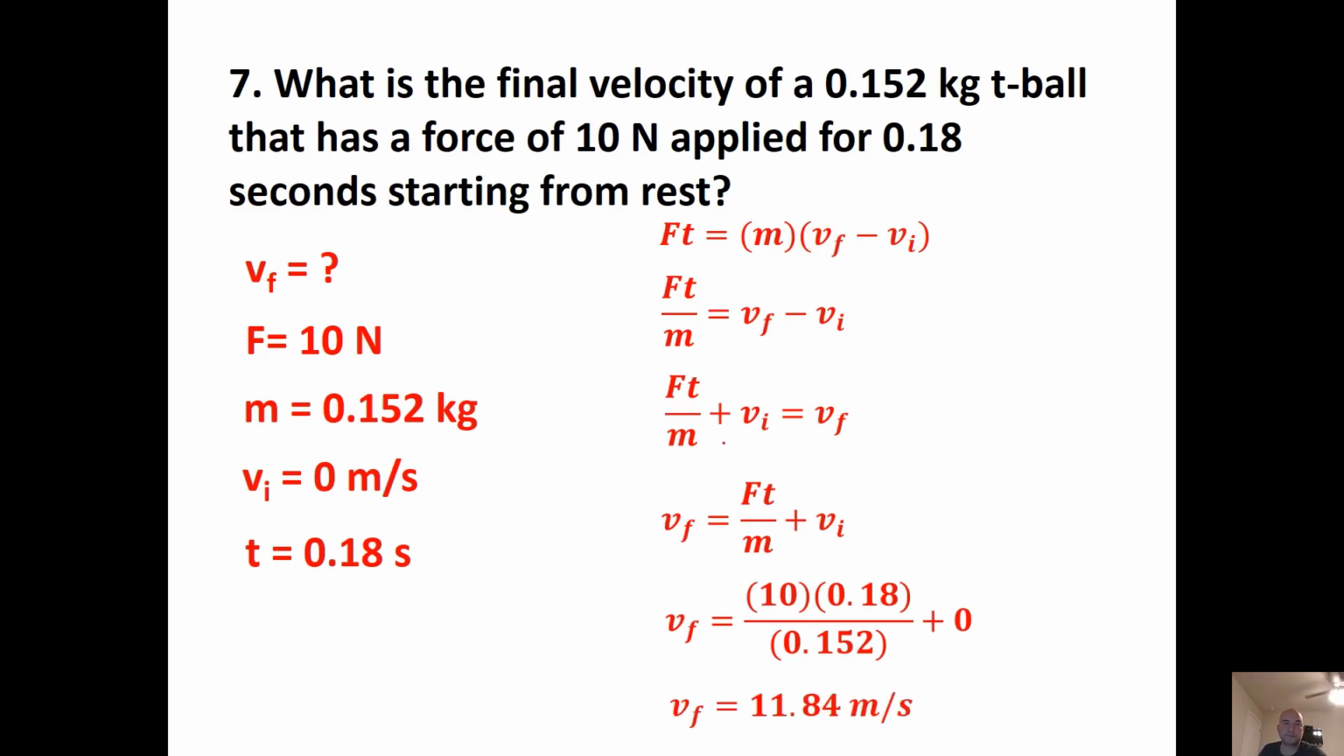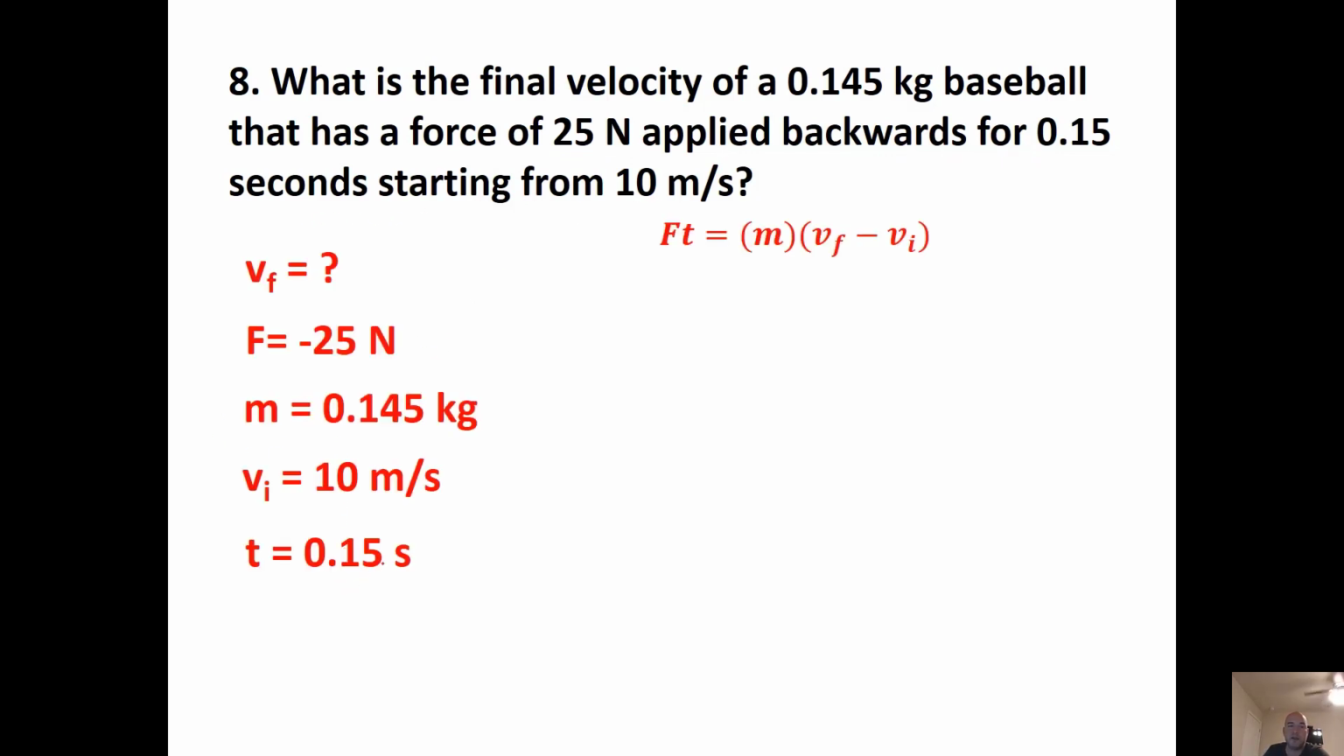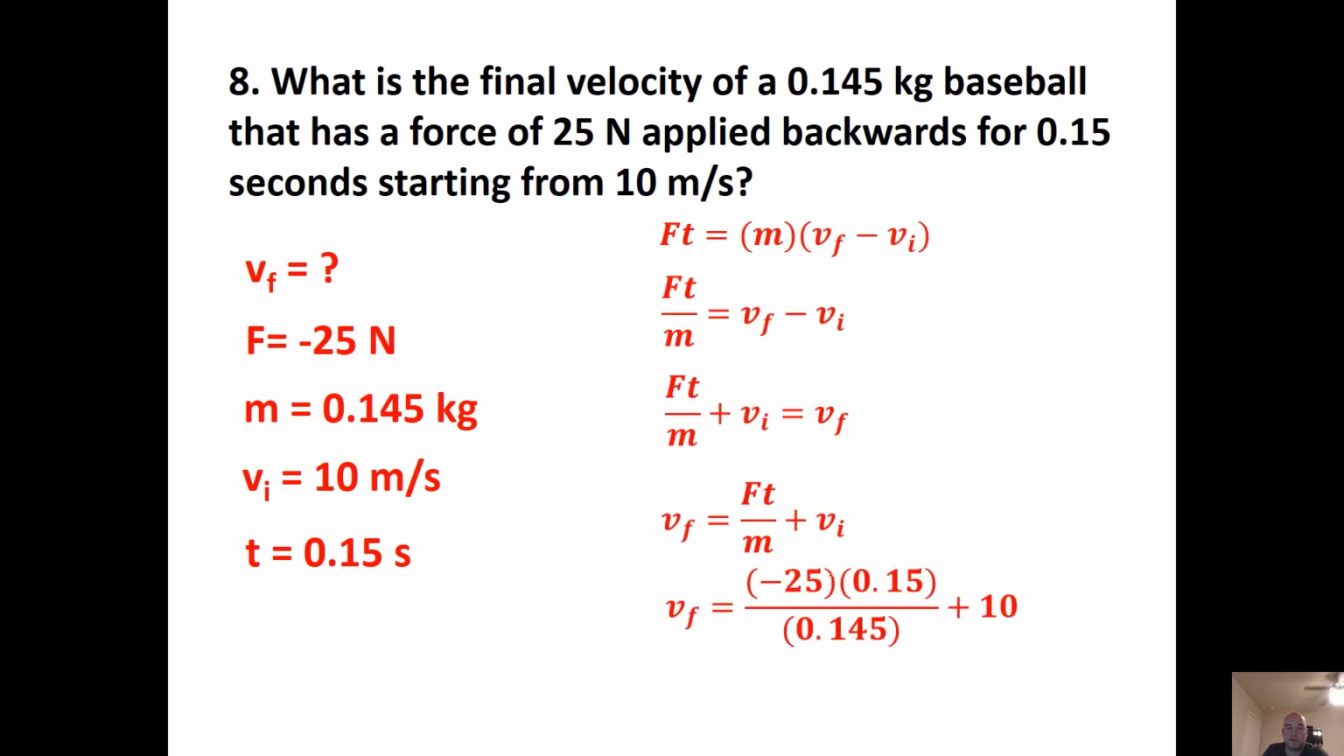What's the final velocity of a 0.145 kilogram baseball when a force of 25 newtons is applied backwards for 0.15 seconds starting from 10? So it has an initial velocity this time. It's not 0 this time. Same mass, same equation, except this time we're going to have the initial velocity of 10 in there. And so when you do the math, you end up getting negative 15.86 meters per second, or 15.86 meters per second backwards.